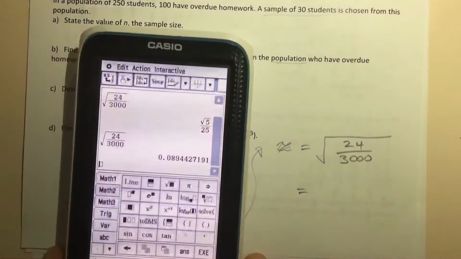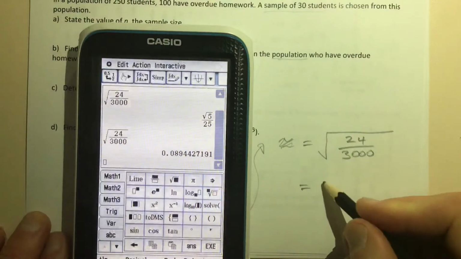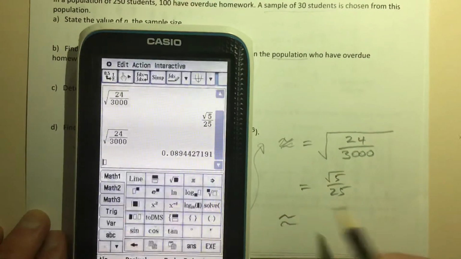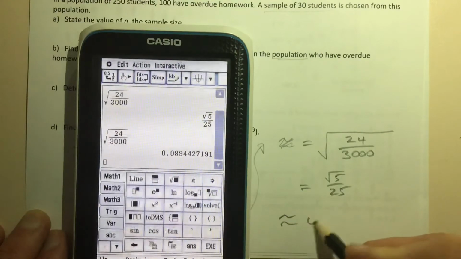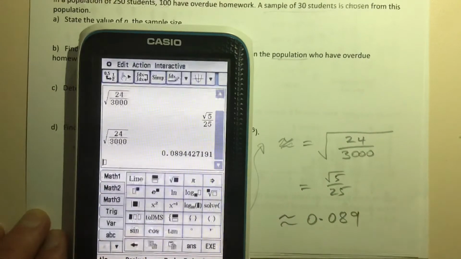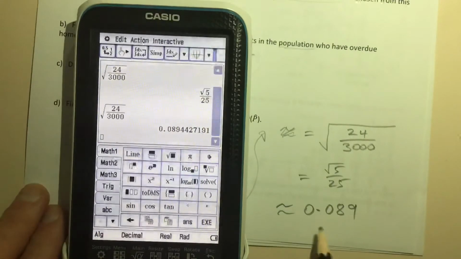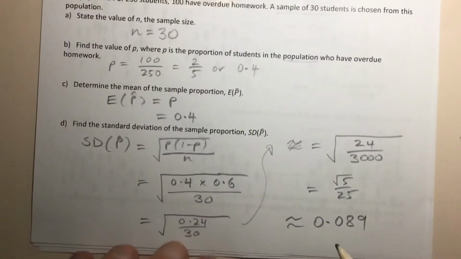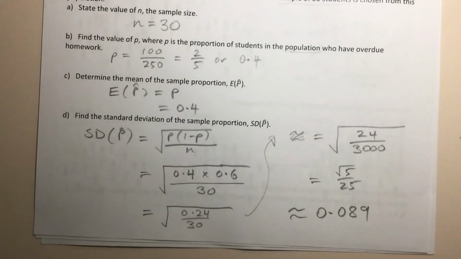All right, so if we do it in standard mode, we could get that down to root 5 over 25. But if we went to, say, 3 decimal places, we'd get 0.089. That would be the standard deviation of the sample proportion. Remember that standard deviation is an indication of spread. So in the context of p hat, the standard deviation gives us an indication of how likely our sample proportion is to change based on the particular values that we've got for that question.